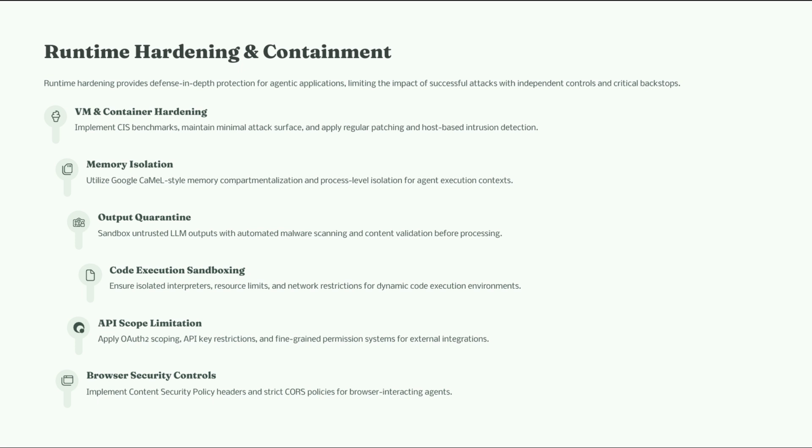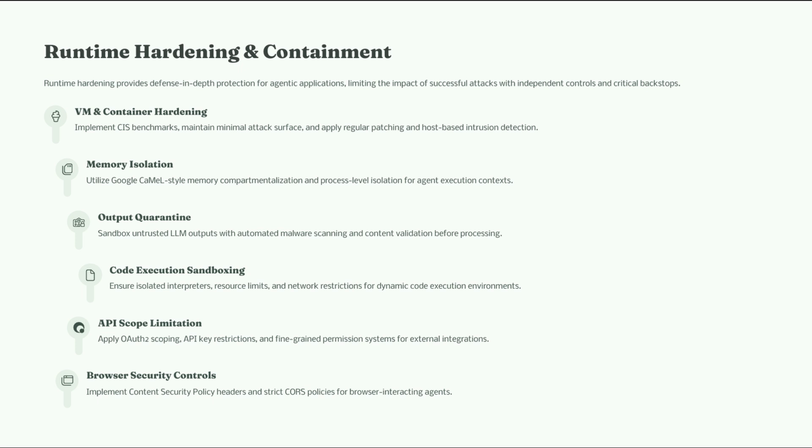As we transition from our discussion on multi-agent systems and their complex security challenges, let's delve into the concept of runtime hardening. This approach is essential for providing defense in depth protection for agentic applications. By implementing independent controls and critical backstops, we can significantly limit the impact of successful attacks. To achieve this, consider container hardening using established benchmarks and maintaining a minimal attack surface. Regular patching and host-based intrusion detection are also key practices.